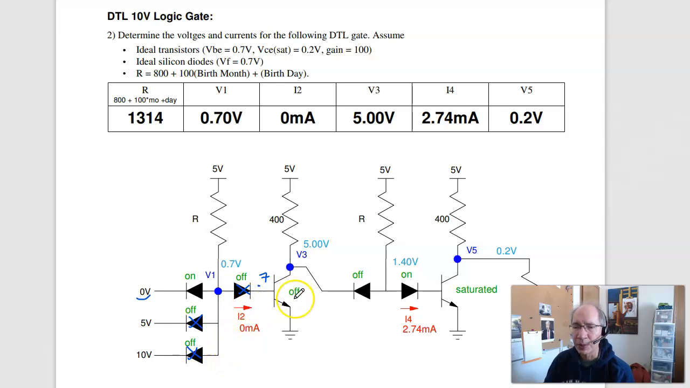I2 is 0 milliamps. When this is off, I have 5 volts. There's no place for the current to go, so current is 0. I get 5 volts at V3. I now have this path to ground. So 5 minus 1.4 over R, this is 1314 for me, gives you 2.74 milliamps. That allows beta 100 times as much. Allows 274 milliamps. I'm only trying to push 10. So this saturates. V5 is 0.2 volts.